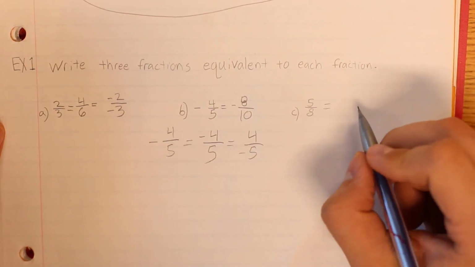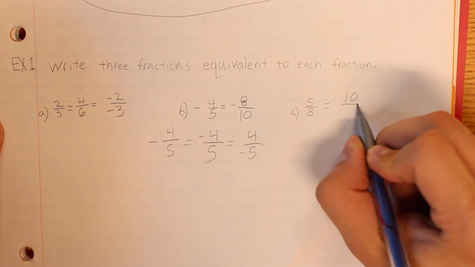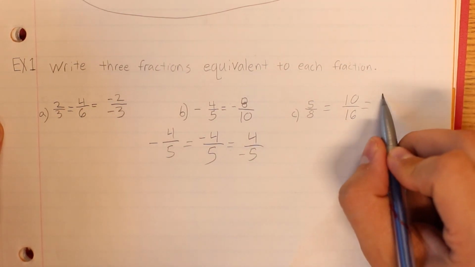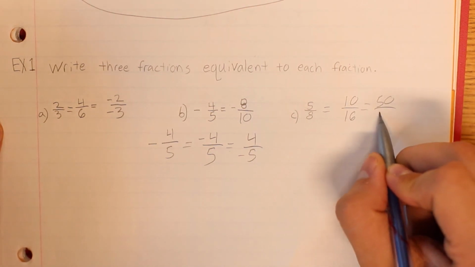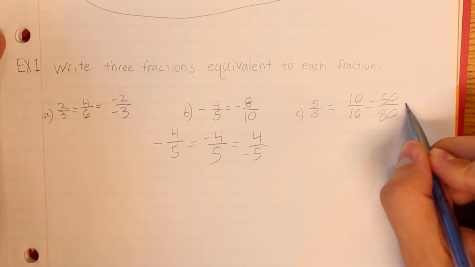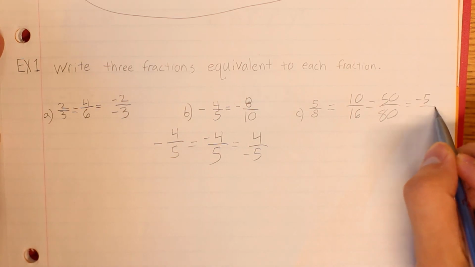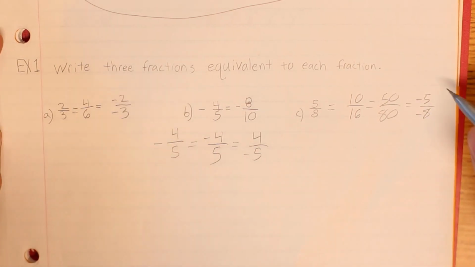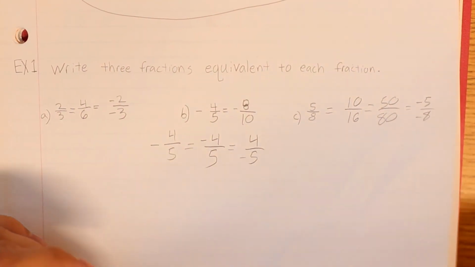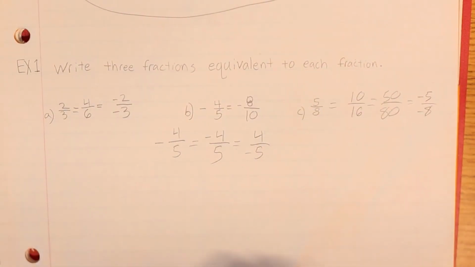All right, next we have over here, so I could put 10/16. I could put 50/80. That's equivalent. And remember, I can also do the whole -5/8 because its overall value is positive. Okay? So I hope that I think that's it for right now.